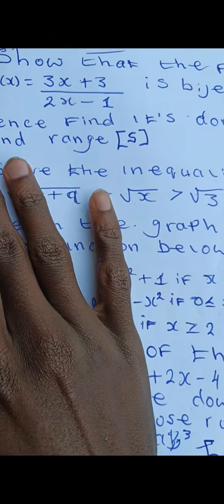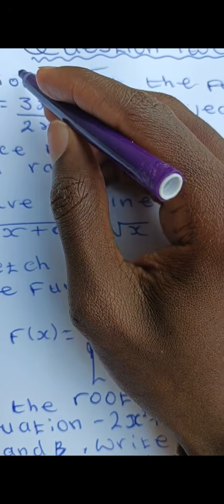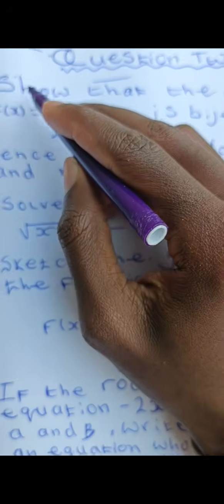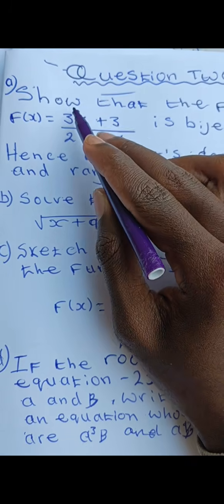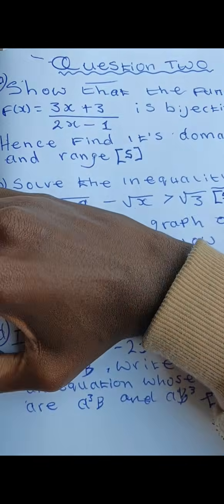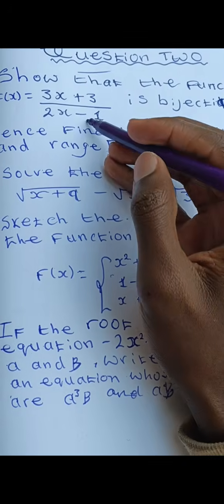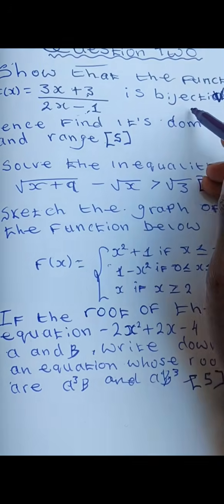All right, so let's go to question 2. I hope you've enjoyed question 1. So question 2, they're saying to show that, this is question 2a, show that the function f of x is equal to 3x plus 3 over 2x minus 1 is bijective. Hence, find its domain and range.